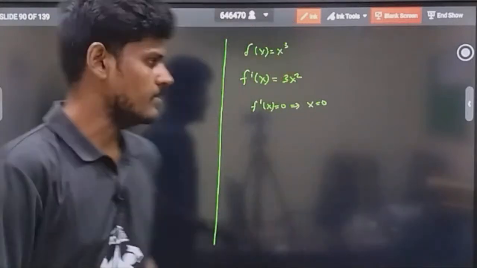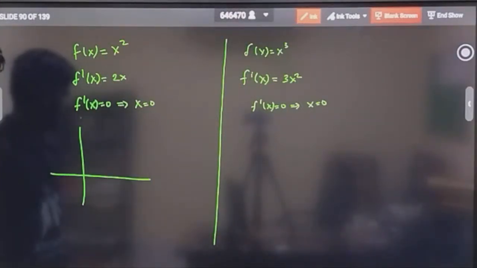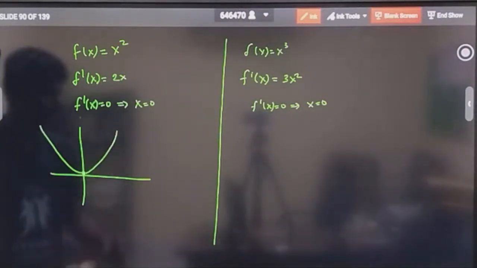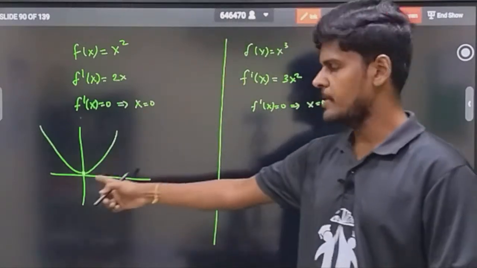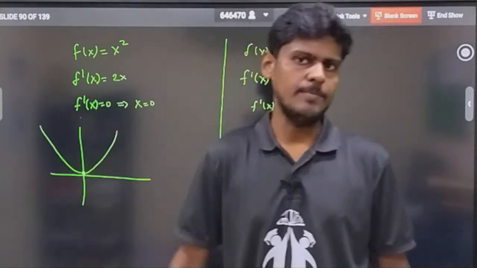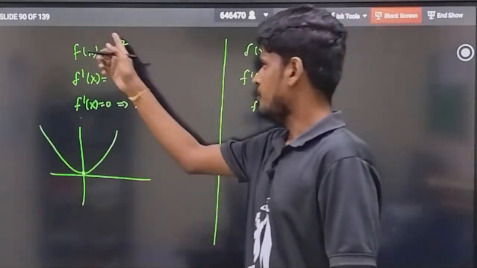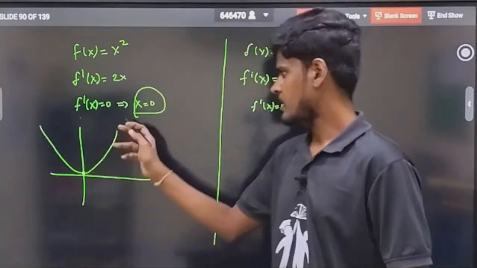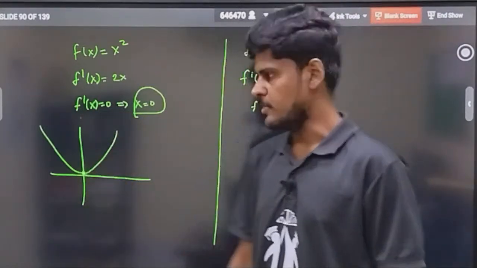what is the maximum or minimum value for this curve? When we consider the graph by observation, this point 0 is the minimum value. That means f of 0 is the minimum most value of this function. So 0 is the local minimum. What about the maximum value? It does not exist. So for this function, x equal to 0 is a critical point, that is when f dash of x equal to 0, and this is the minimum value.